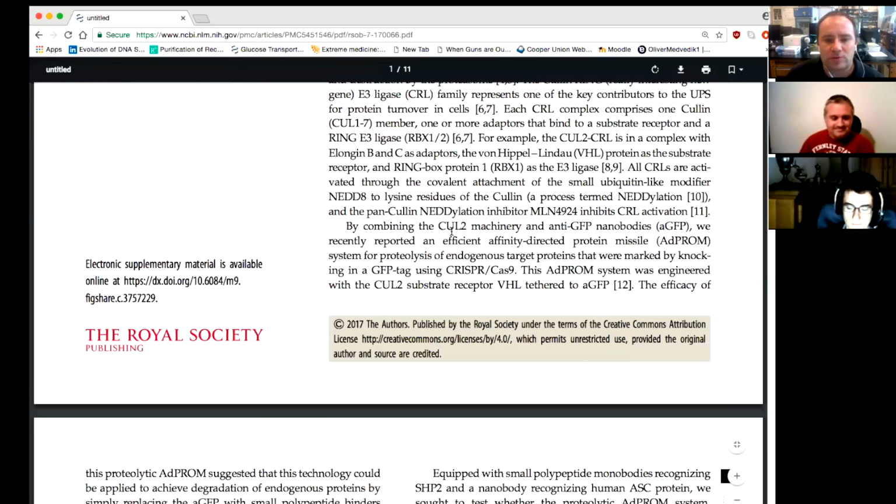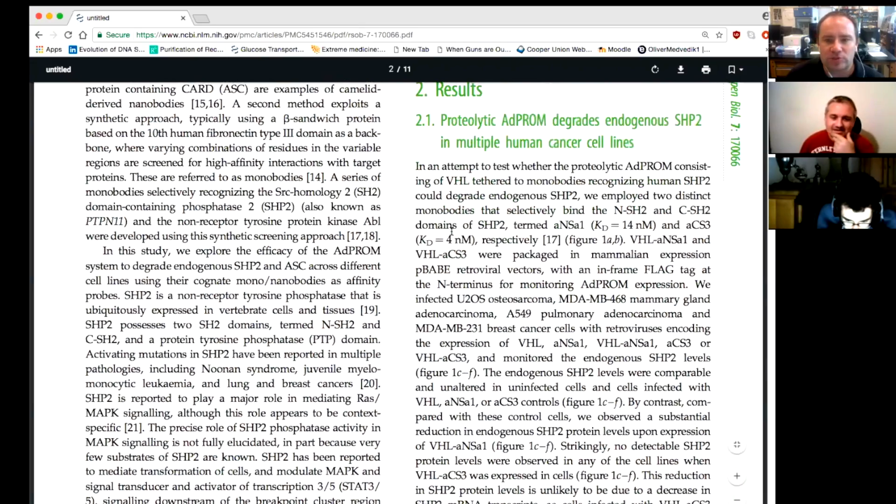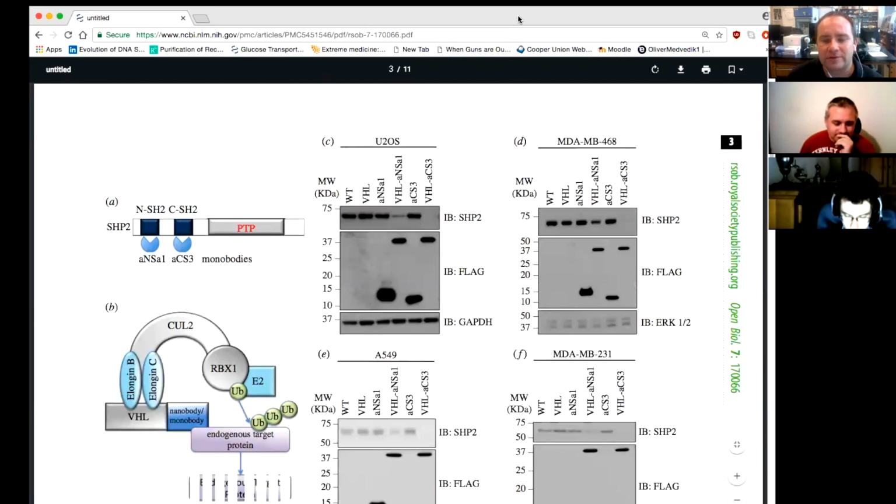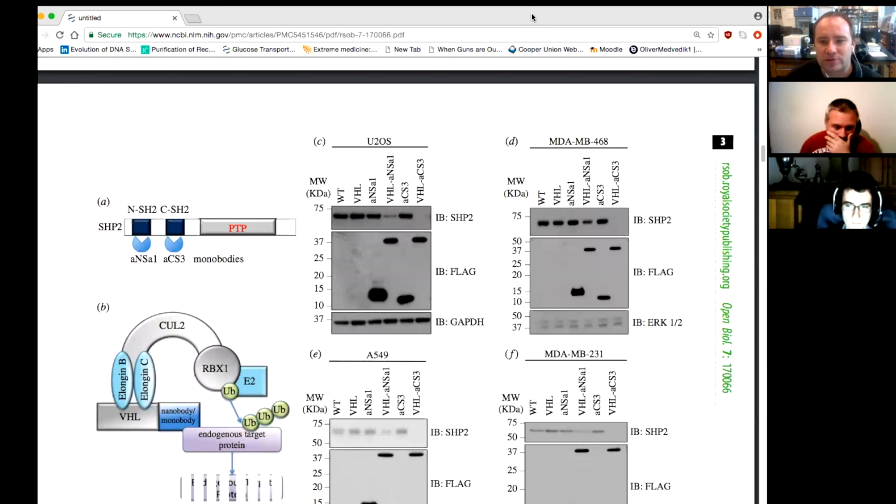So what do they do? We'll just jump right into the results. First of all, there are a lot of Western blots in this paper. In fact, it's all Western blots. I'm just going to explain a little bit about what a Western blot is, because you have a lot of bands all over the place.